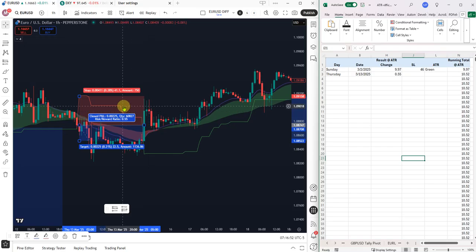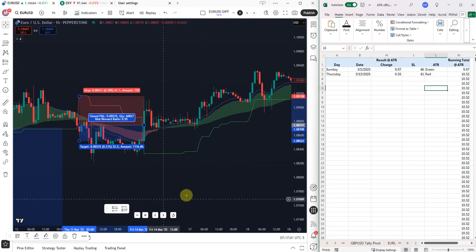Okay, so the stop loss on that one was 41. It was a sell, or you can put the color. I put the color. All right. So we're out of that trade, and now we are going to do a buy.